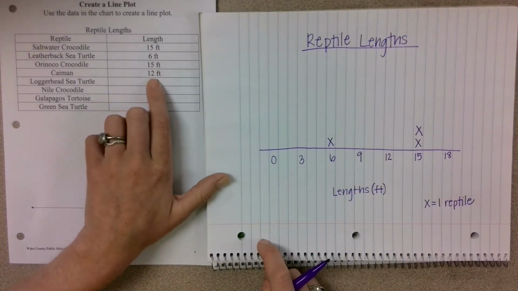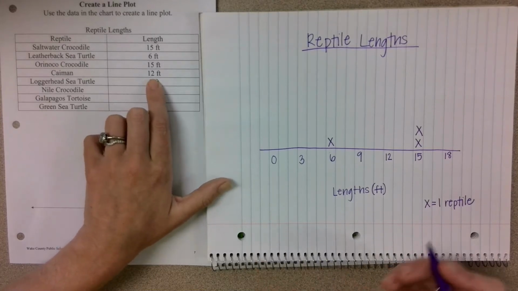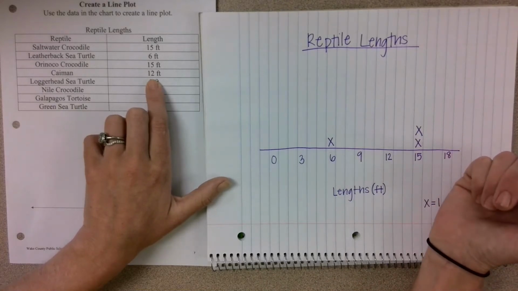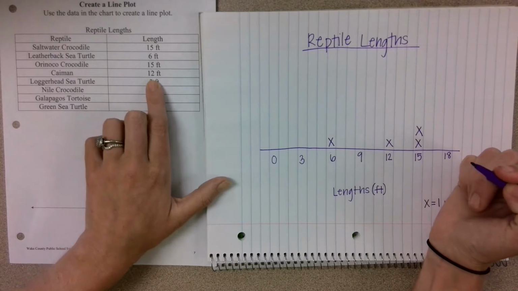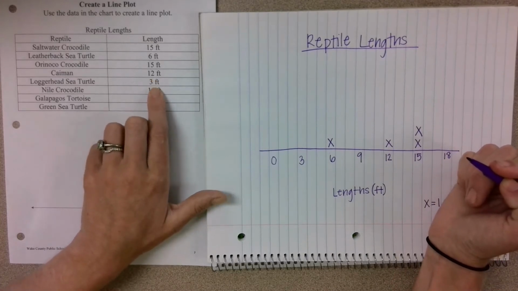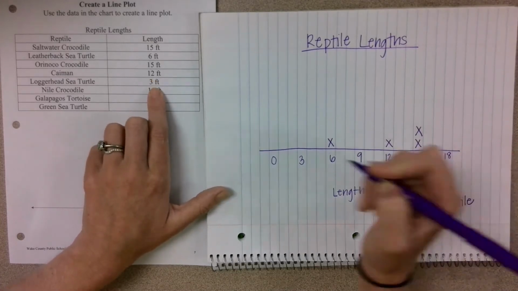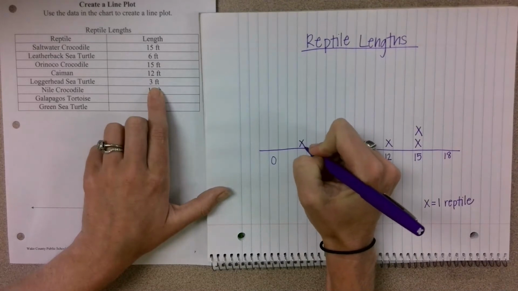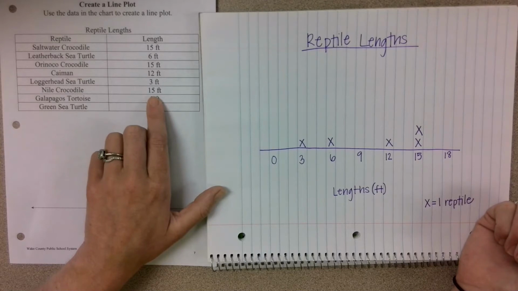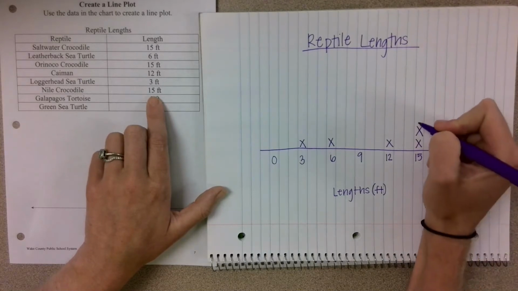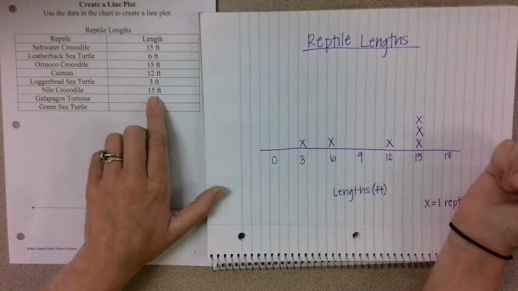The next measurement is caiman. I've never even heard of that before. Maybe I have. And it says 12 feet. So I'm going to put an X above 12. Loggerhead sea turtle is 3 feet. So I'm going to put an X above my 3. The Nile crocodile is 15. So I'm going to put an X above my 15.